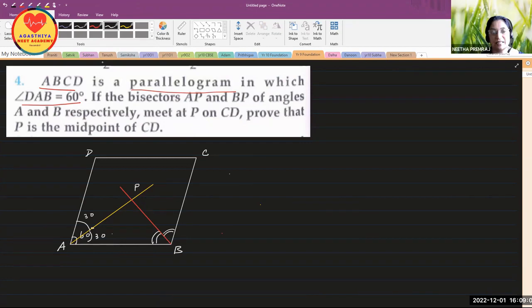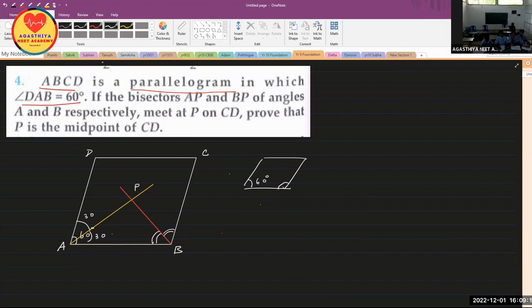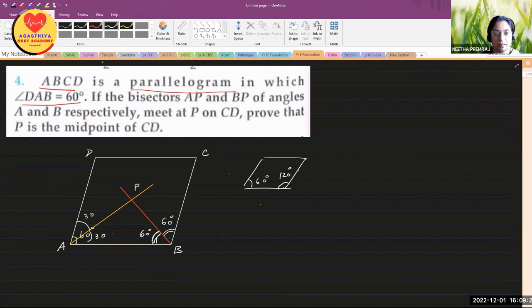See, this is 60. This is 60 means this must be what? 120, isn't it? Co-interior angles. These two are co-interior angles. This is 120, isn't it? 120 means this angle is what? Half of it is 60. Very good. This is 60. This is 60. Correct. Then this must be what? 90. Very good. 90 degrees.